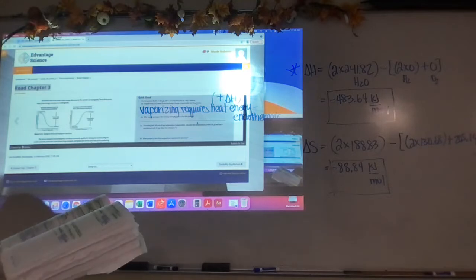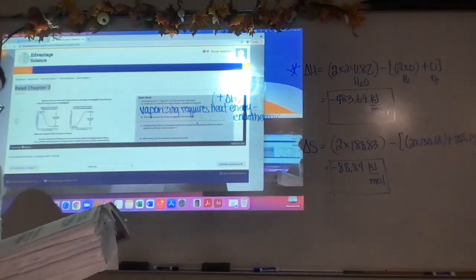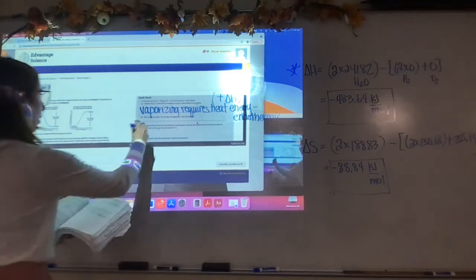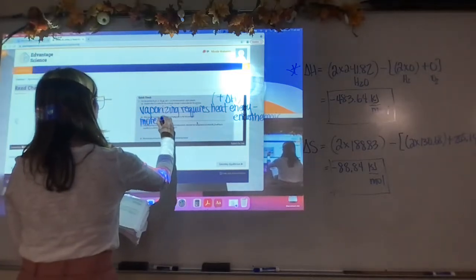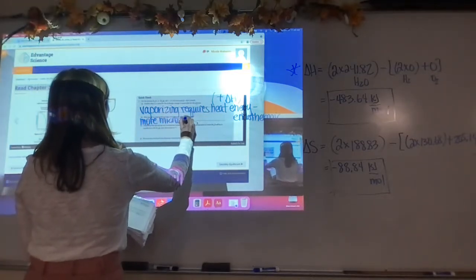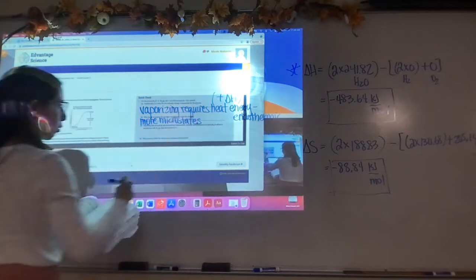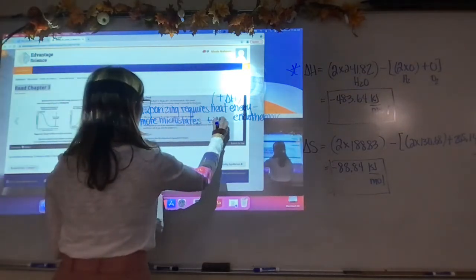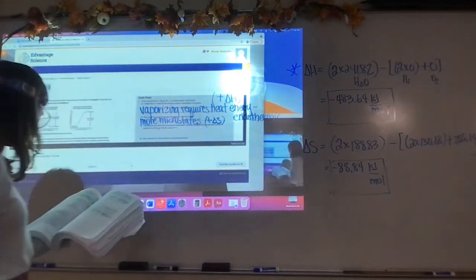B, why would we expect entropy change to be positive for this process? Well, when you're converting to the gas phase, there are going to be more microstates. There's more positions of variability. There's more places in space that they can occupy. So that's why you've got this positive delta S.